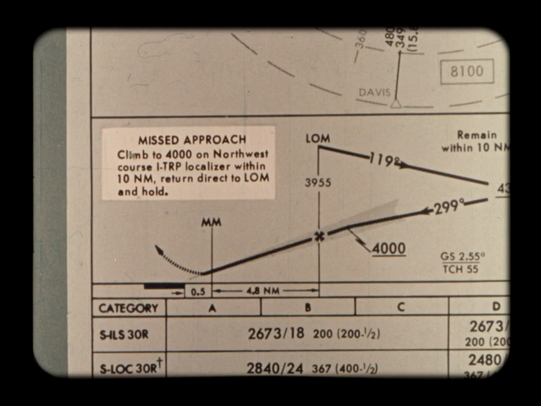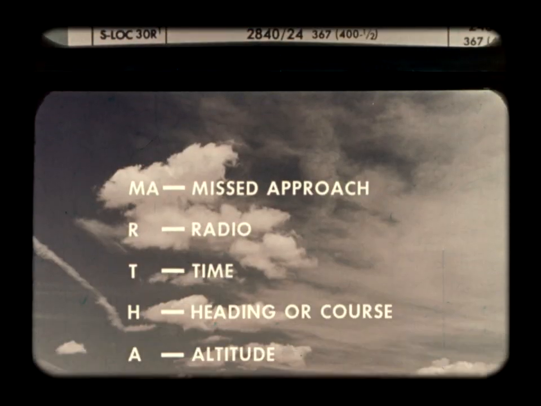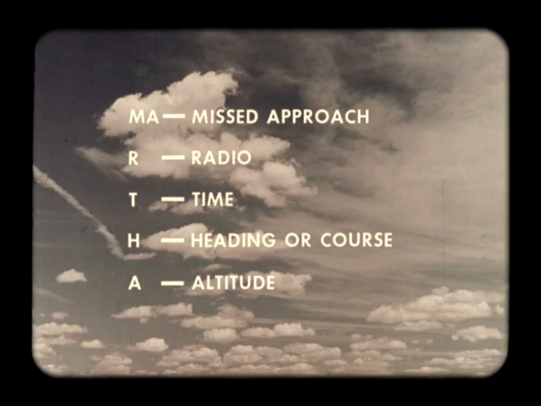Should a missed approach be required, the procedure is to climb to 4,000 feet on a northwest course of the ILS, return to the LOM, and hold. It is a good technique to have the missed approach instructions in mind, since your first concern on making the missed approach will be controlling the airplane. While flying the ILS approach, use the MARTHA checklist to remember information. The MA stands for missed approach, the R for radio frequencies, T for time, H for headings or courses to be flown, and the A for altitudes.